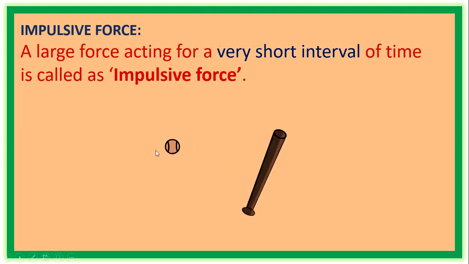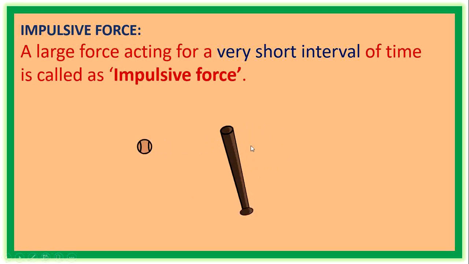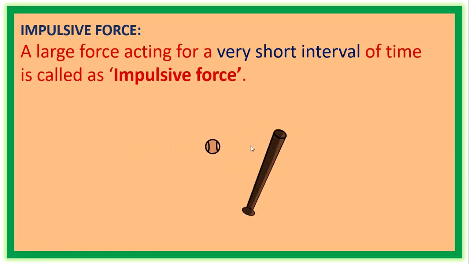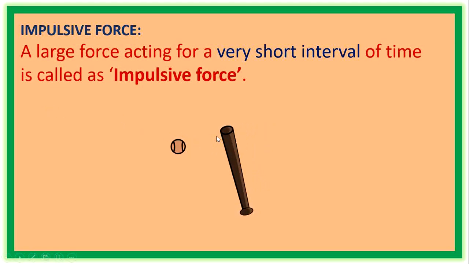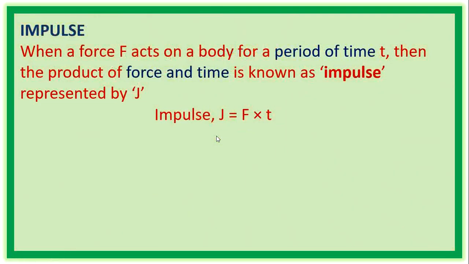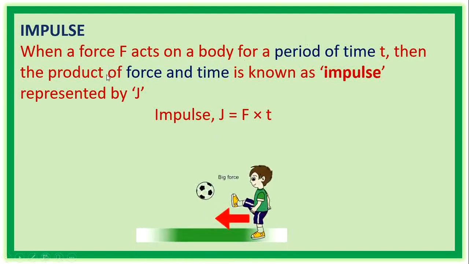See this diagram. Here a ball hits the stumps and it takes place within a minute. So, it is a very short interval of time, but the force is larger. What is called impulse? When a force F acts on a body for a period of time t, then the product of force and time is known as impulse, and this impulse is represented by J.